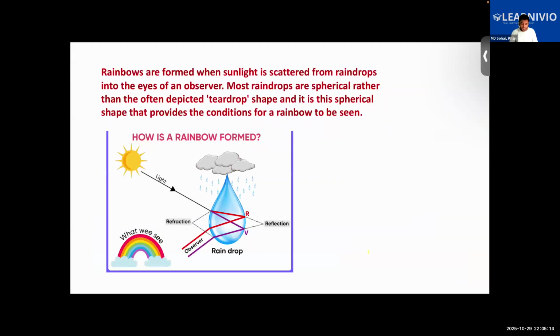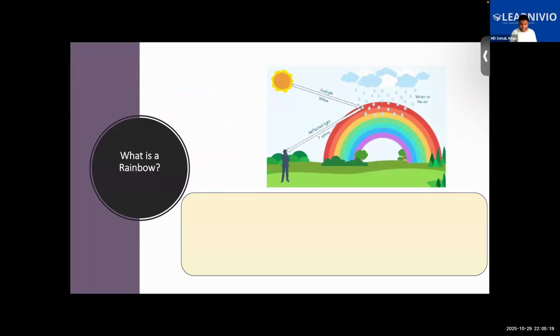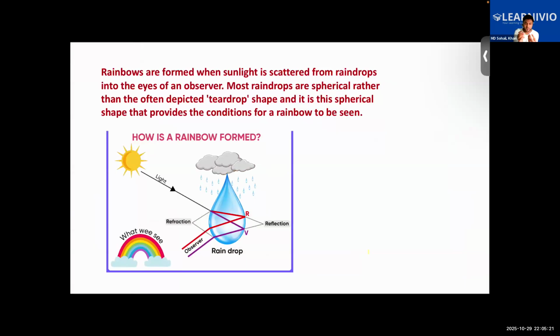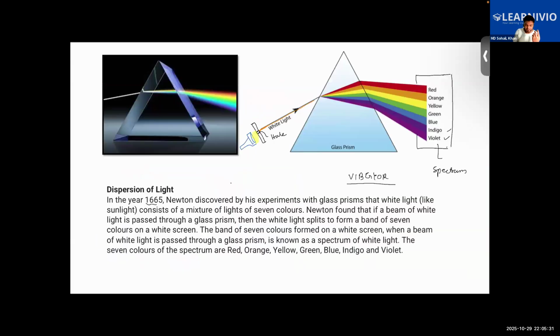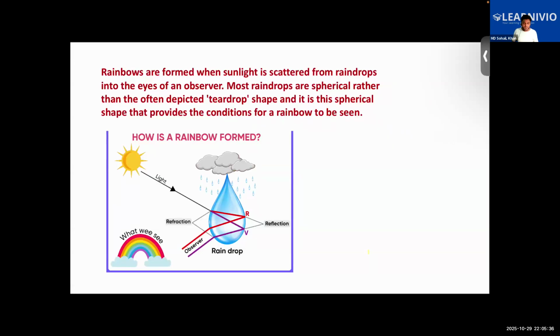Now, after rainfall, those tiny rain droplets which are suspended in the air start to act like prisms. These raindrops behave like the glass prism. Getting it, guys? So what will happen here? Rainbows will be formed when the white sunlight passes through the raindrops.